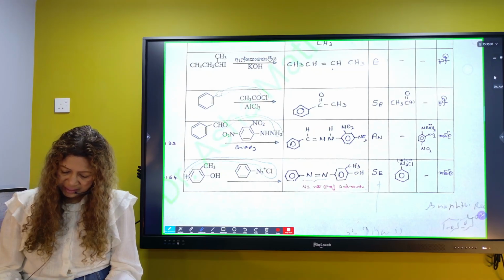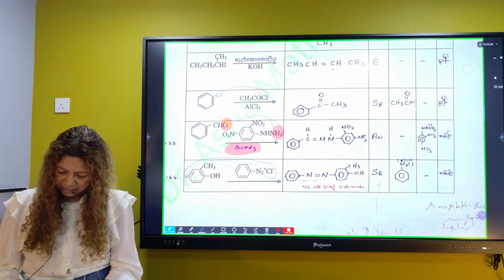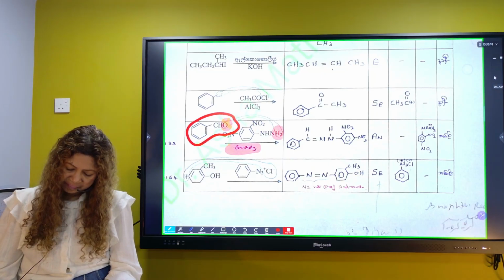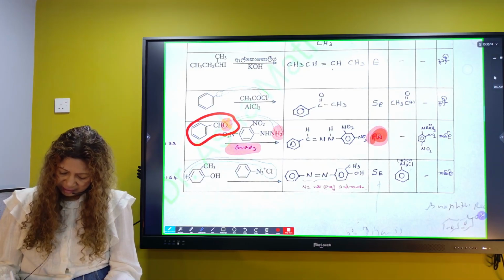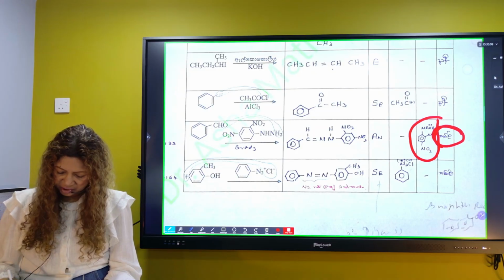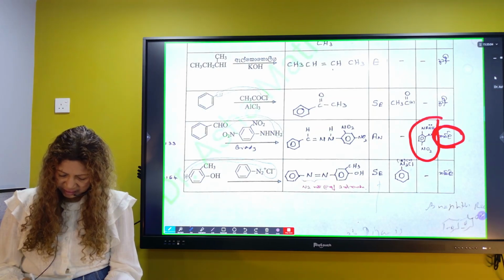Oh yeah, that is Brady's reagent. This oxygen and this nitrogen get away. With respect to this benzaldehyde, this is nucleophilic addition. 2,4-DNP is the nucleophile. Color is orange. With respect to the other part, just let it be there.